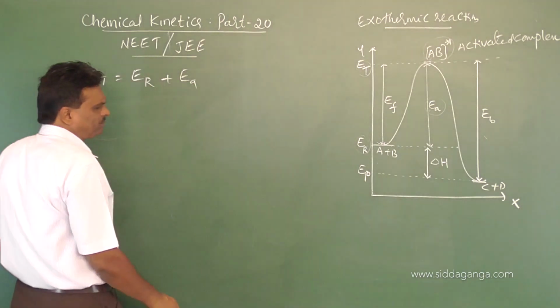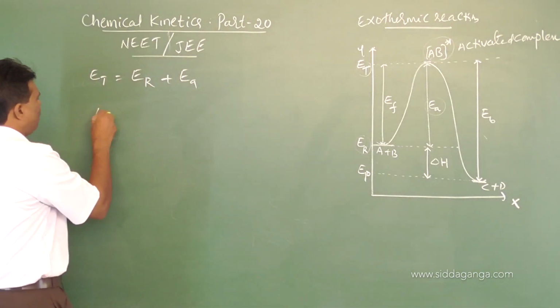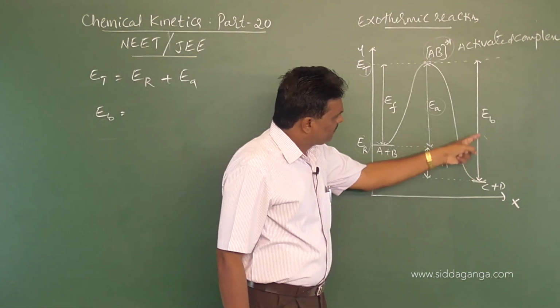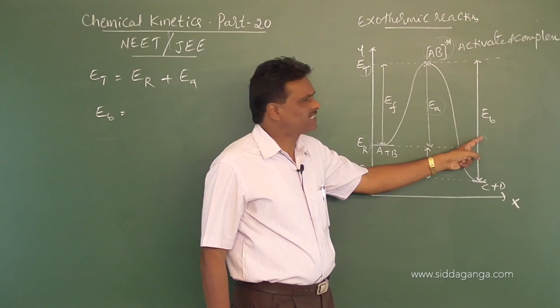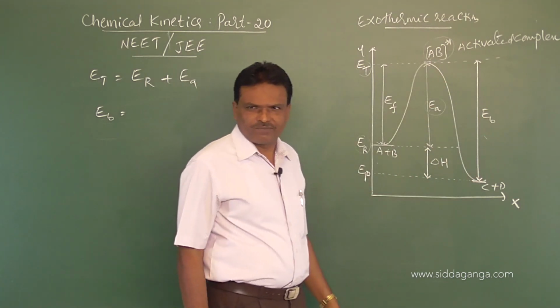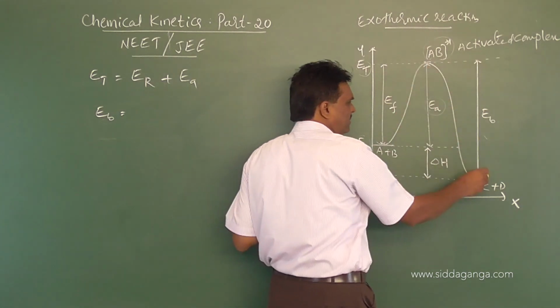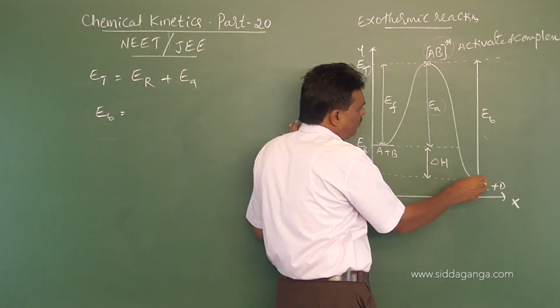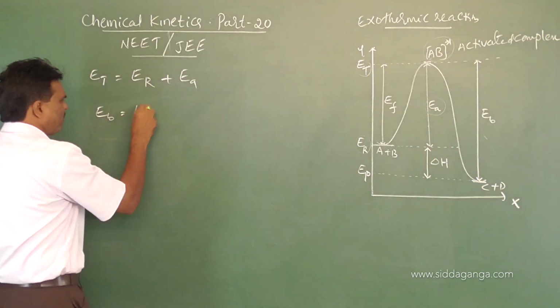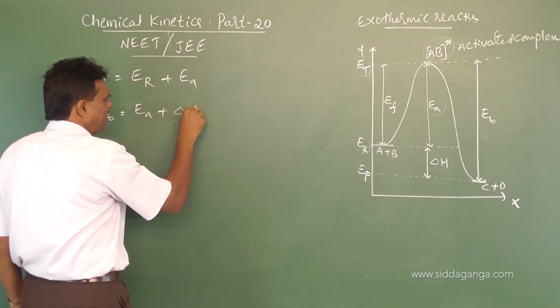And also, the energy of activation for the backward reaction, this value. Energy of activation for the backward reaction means intermediate state to products. EB is equal to EA plus delta H. This is equal to EA plus delta H.